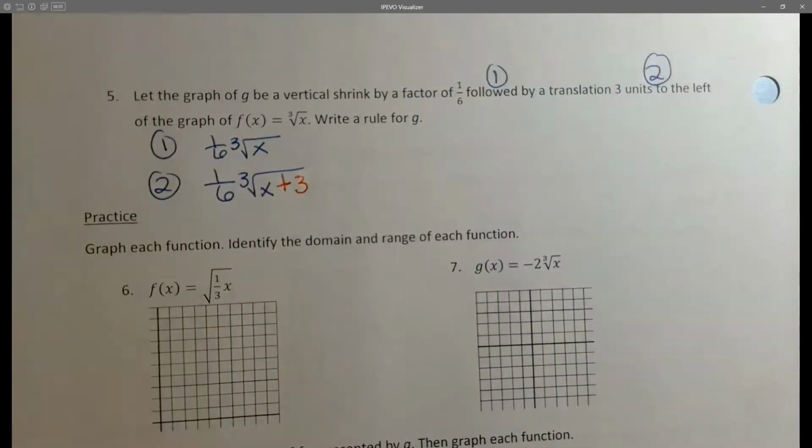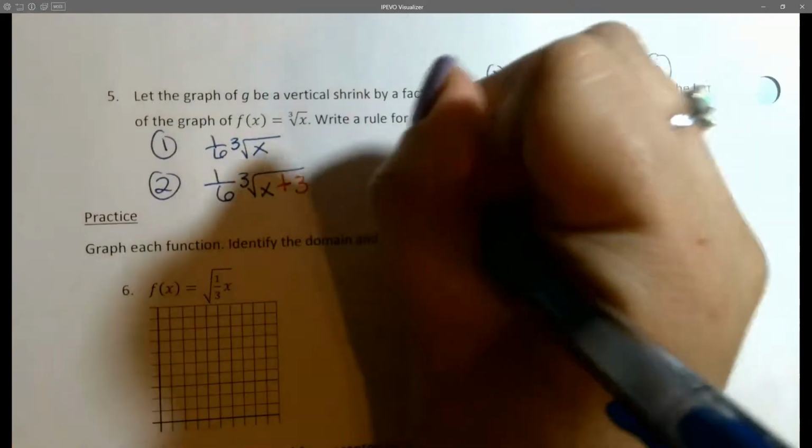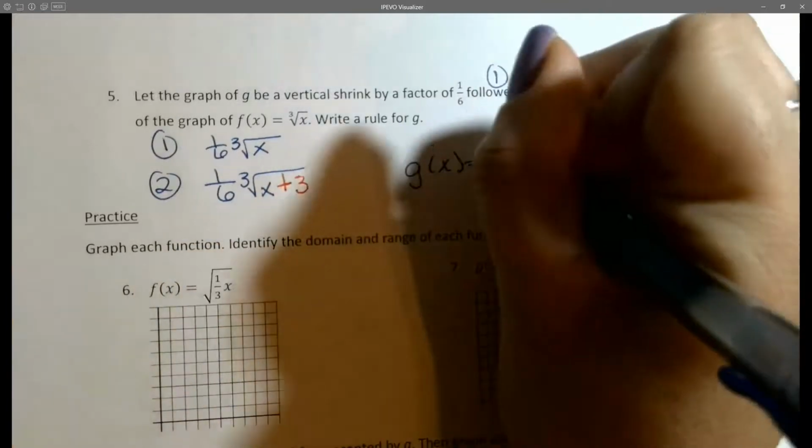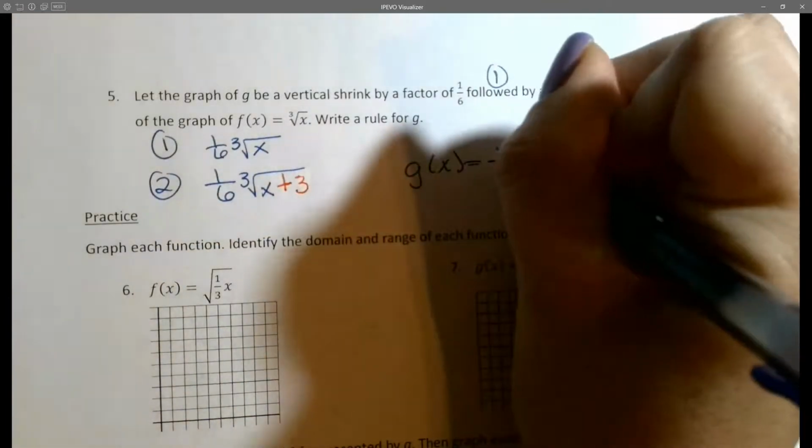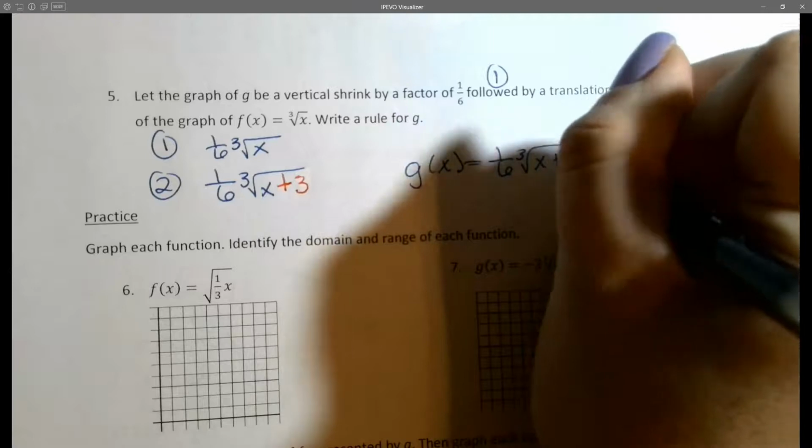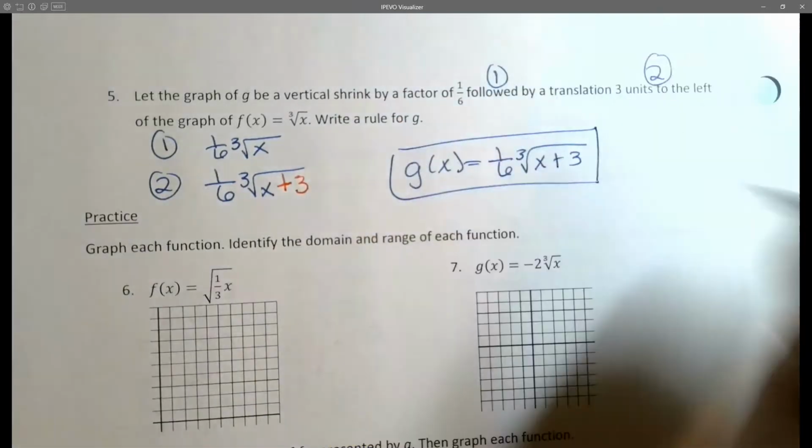Then all I want to do is just rewrite this as g of x equals 1/6 times the cube root of x plus 3. And this is my final answer.